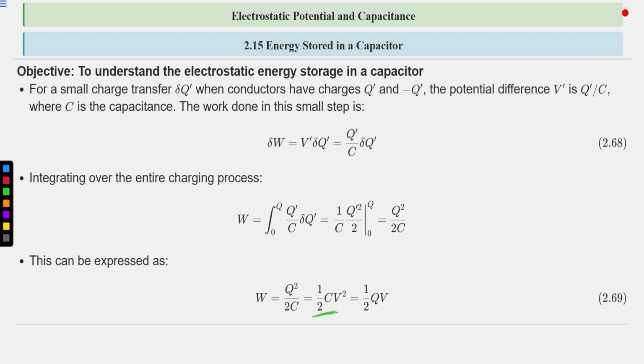Now we will eliminate this C. C is equal to Q by V. So put here Q by V. One V will cancel out, so half QV. So you can shift between these three forms according to the question requirement.